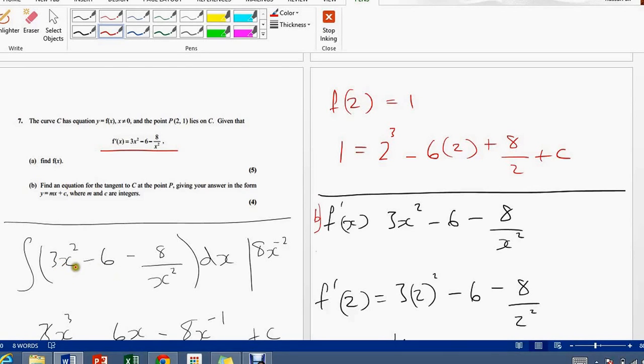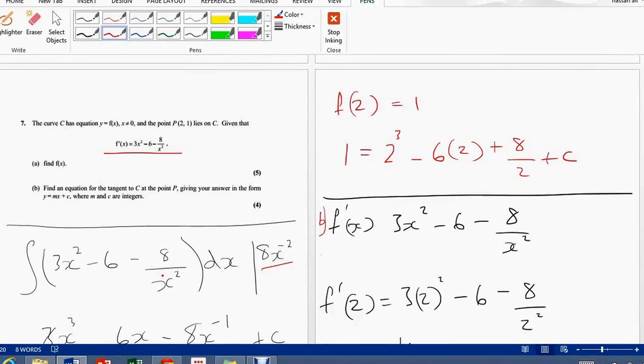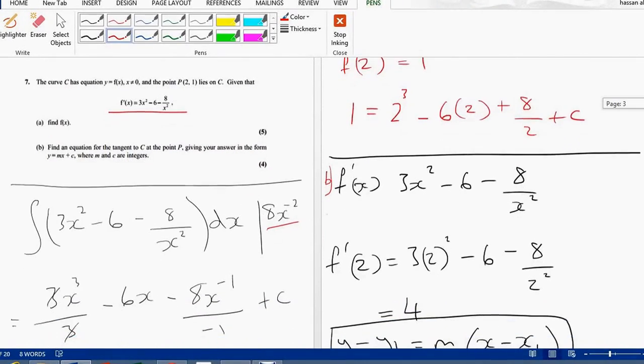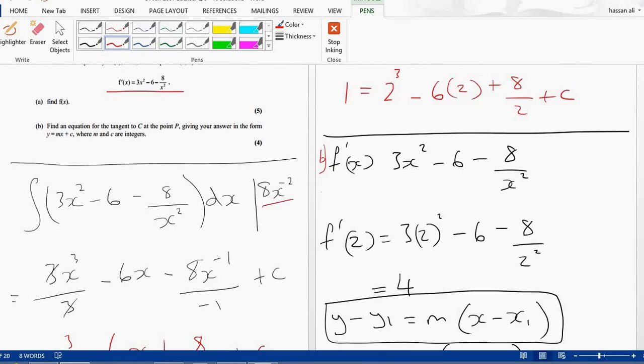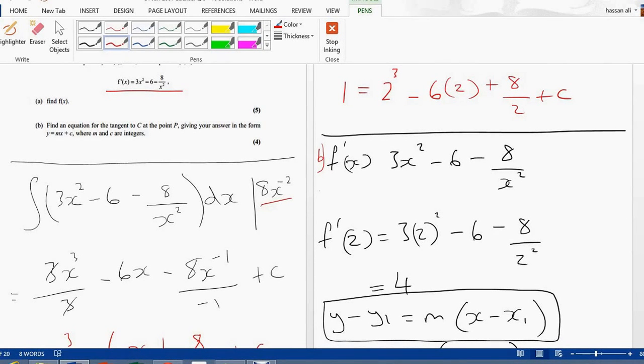So again, put this in your bracket. Now remember, 8 over x squared can be written as 8x to the power of minus 2, and it's better if you have it in this format as it will be easier for you to integrate. Once you integrate that, you should get 3x cubed over 3, because we simply add 1 to our index again and divide by the new power. Minus 6 will give you 6x, and remember minus 2 plus 1 gives you minus 1, divided by minus 1, plus c.